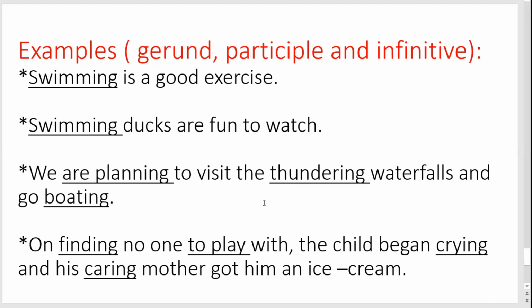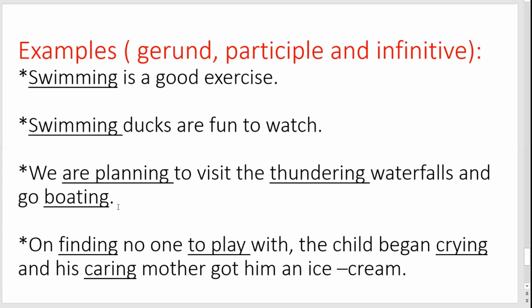Next, we are planning to visit the thundering waterfalls and go boating. So now clearly observe, children, this sentence. We are planning. So this is the ing form of the verb which is preceded by a helping verb. So what is it? It is definitely a verb. What kind of a verb? Present continuous form of the verb. Right. Next, thundering waterfalls. So the ing form of the word is there. Do we have a helping verb here? No. So it can be either a gerund or a participle. Now, do we have a noun in front of it? Yes, we have a noun which is described by this word thundering. So it is behaving like an adjective. So when it behaves like an adjective, it is present participle.